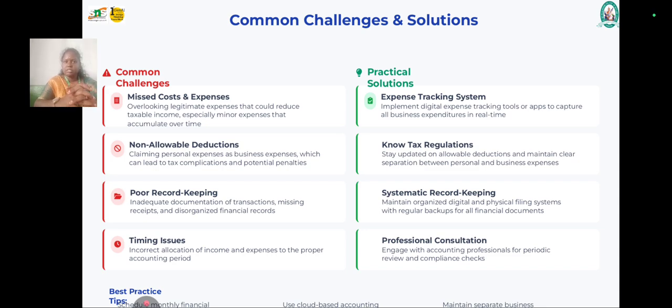The first challenge is missed costs and expenses, and the solution is an expense tracking system. Expense tracking in real time is really helpful to avoid errors. Next is non-allowable deductions, such as claiming personal expenses as business expenses, which can lead to tax complications and potential penalties. For that, the solution is to claim no such expenses. Next, poor record keeping, where the solution is systematic record keeping, and for timing issues, professional consultation.